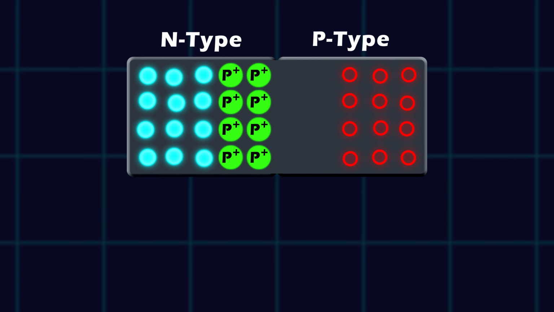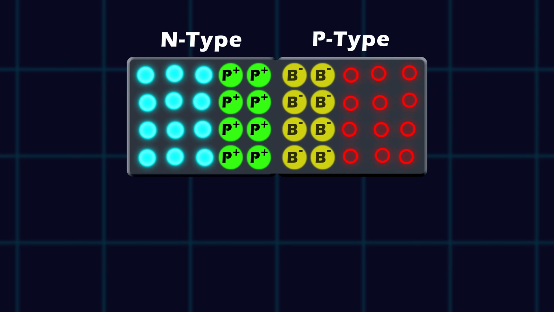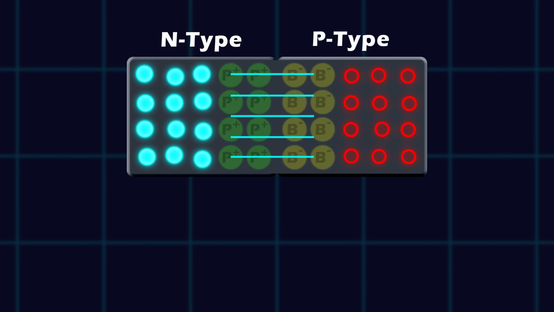As they fill holes on the P side, they create negative ions. This buildup of charged ions creates an internal electric field, an invisible wall that pushes any new electron back. The two sides reach a state of equilibrium, permanently separated by this barrier of pure electric force. Our material has suddenly become an insulator again.